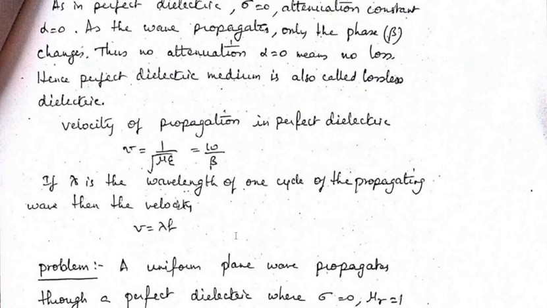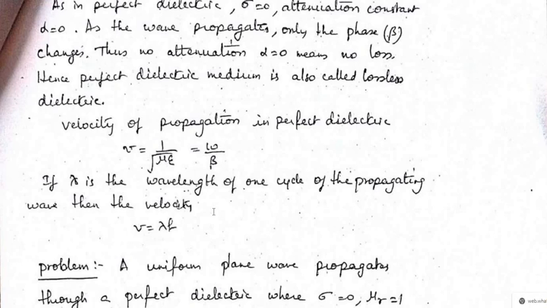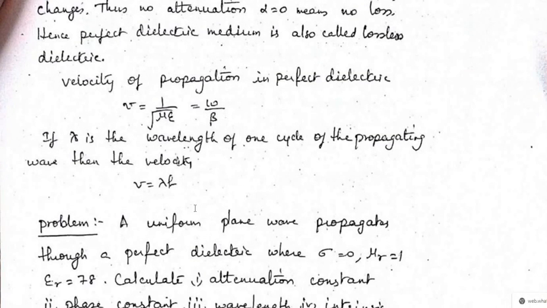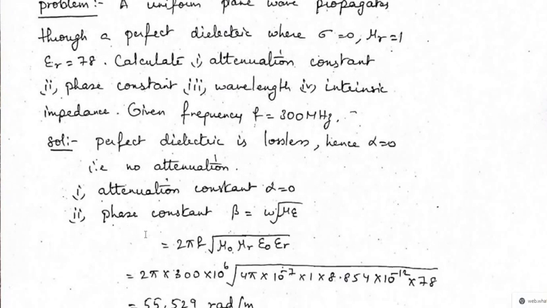Again we need to solve the equation for velocity of propagation, that is 1 by under root mu epsilon, also equal to omega by beta. Now you need to solve some problems also based on this.